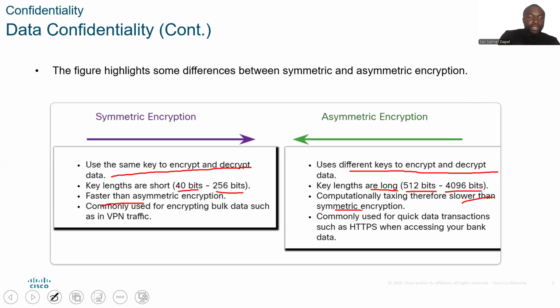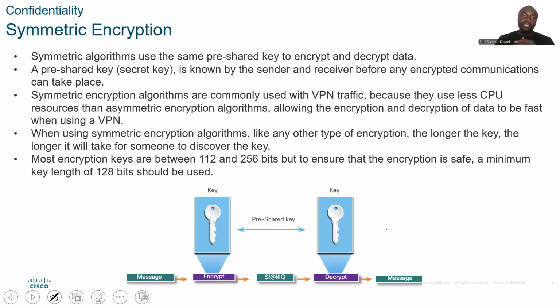Symmetric is commonly used for encrypting bulk data, such as VPN traffic. But the asymmetric is used for quick data transactions, such as HTTPS, when you are accessing your bank data and things like that. So that is the difference between the two.